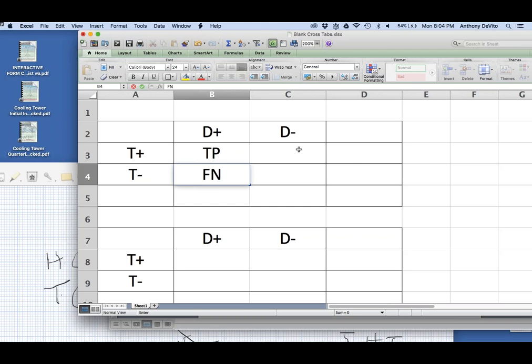They tested negative. How about a person that doesn't have a nickel allergy and tests negative? What are they? They're a true negative. What about a person that tests positive but doesn't have a nickel allergy? That's a false positive, right?